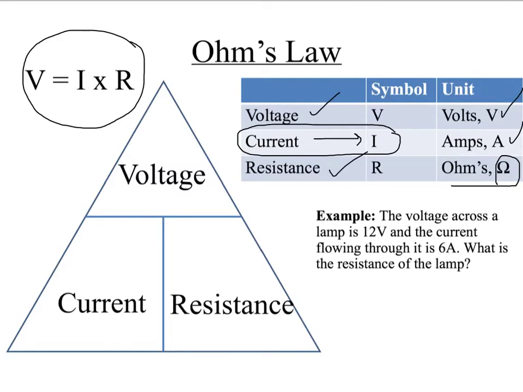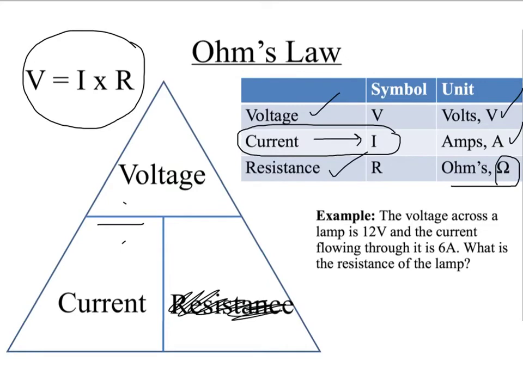If I want to work out the voltage, then I'll cover voltage up, and I have to do current times the resistance. If I decide that I want to work out the current, then I'll cover the current up, and I have to do the voltage divided by the resistance. And finally, if I want to work out the resistance, then I will cover resistance up, and I'll have to do the voltage divided by the current.